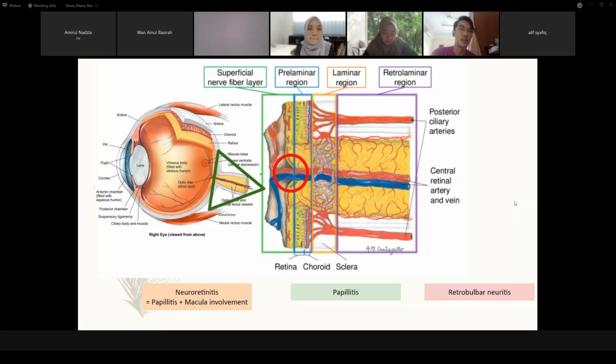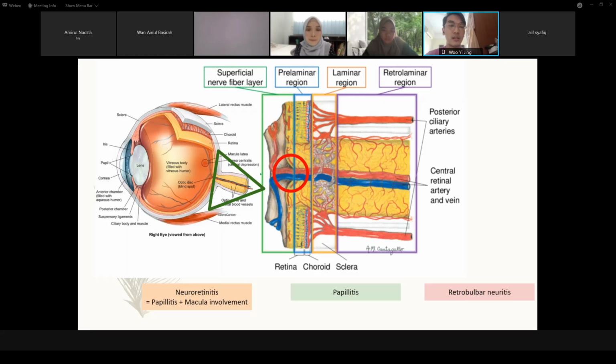So this is actually just a figure to illustrate what I just said. As you can see in the diagram, the part I zoomed in on is the optic nerve head. So the optic nerve head is involved in papillitis and also neuroretinitis, whereas in retrobulbar neuritis, the optic nerve head is not involved.